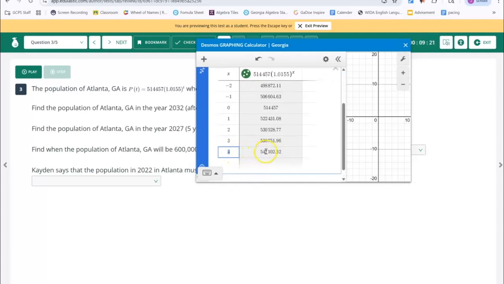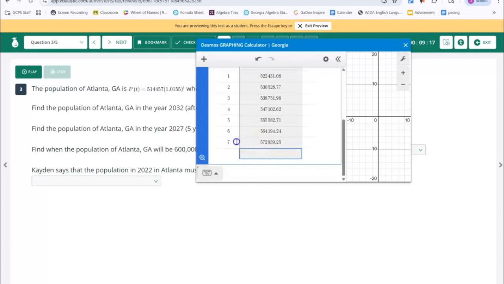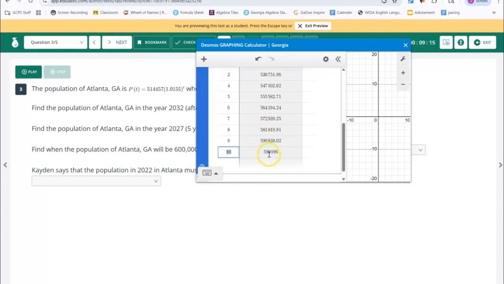And so I'm looking for 600 with these three numbers. 600, 600, 600. Okay, that's pretty doggone close. If I press enter, that's 610-ish, right? 609. So this is it. So 10 years later, it's going to be 600,000.